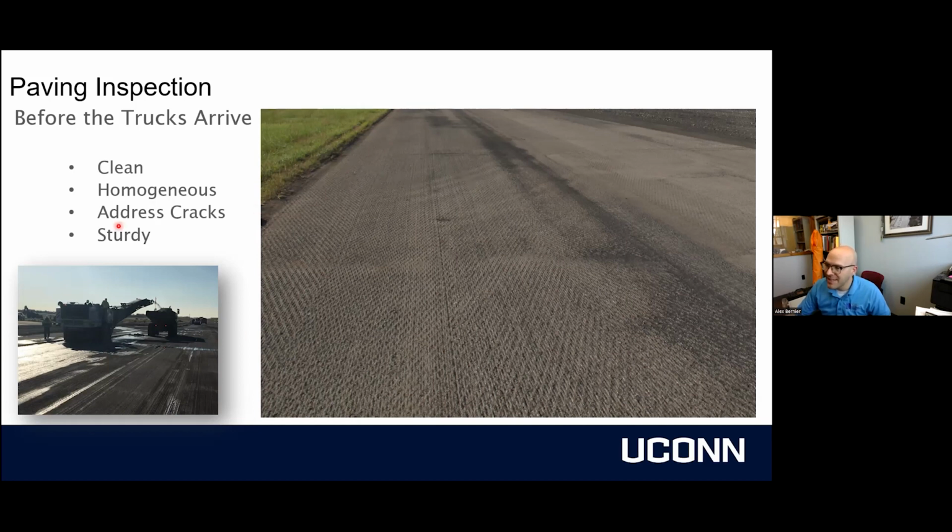It also needs to be sturdy. If it's not strong enough, we can't expect to push on it with a roller, right? What's actually going to deflect is our entire ground beneath our new layer, not the layer itself.